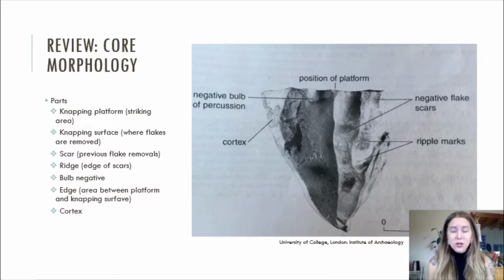So just as a review, here are the parts of a core: the napping platform or striking platform, the napping surface, which is the area where flakes are removed from, scars, which are any previous flake removals, the bulb negative, the edge, which is the area between the platform and the napping surface, and the cortex, which is the natural surface of the raw material.